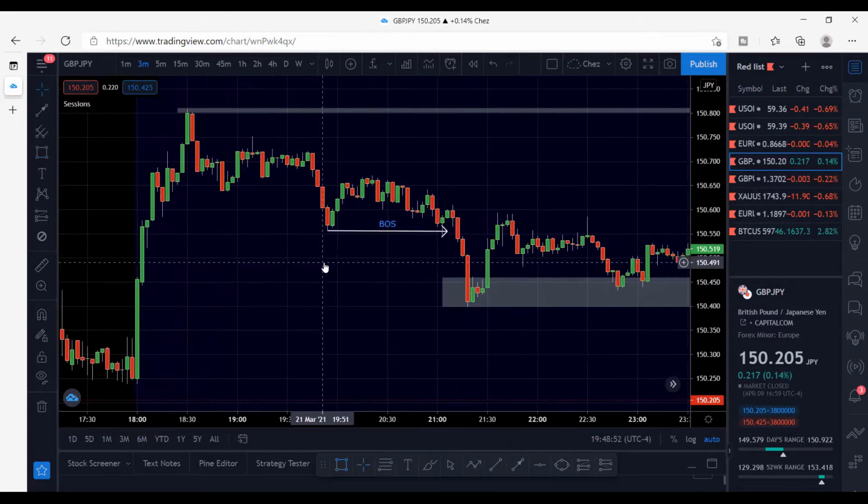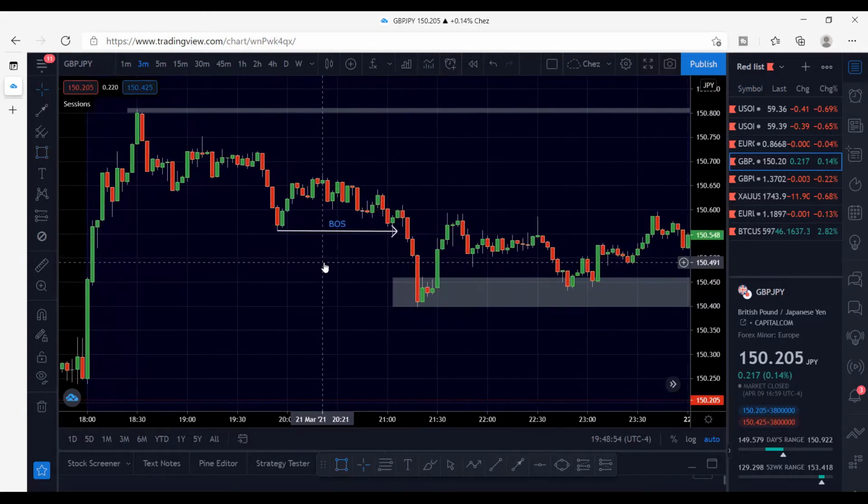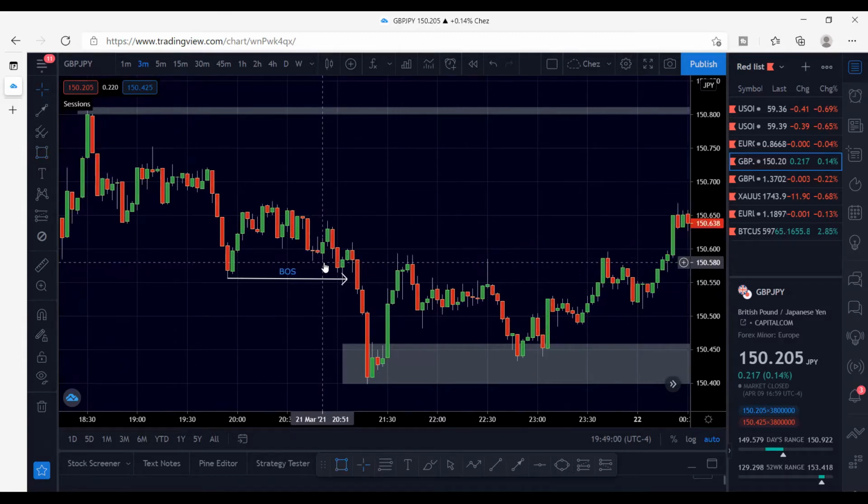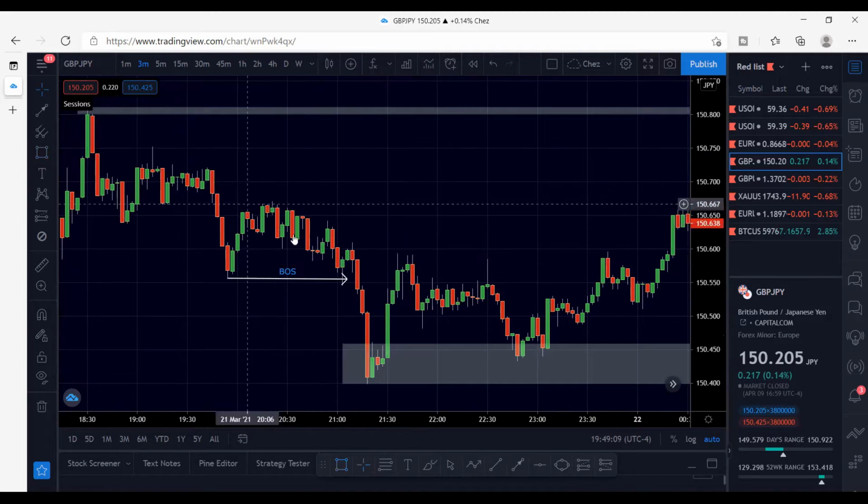What time is it? We're gonna start trading about 1 o'clock or so. Okay, so it's 1 o'clock now. So we're at this point. Price came and met this order block right here.